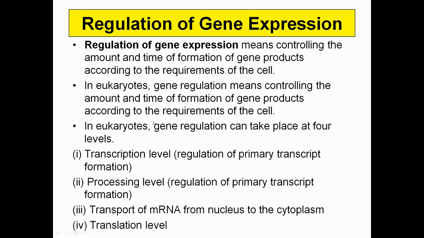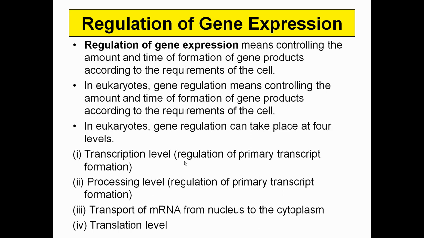Okay, so in eukaryotes, gene regulation happens at four primary levels. That is at the transcription level, the processing level, the transport of mRNA from the nucleus to the cytoplasm, and the translational level. How is it carried out at the transcription level? The regulation of the primary transcript being formed. What kind of transcript is being used for the formation of the mRNA?